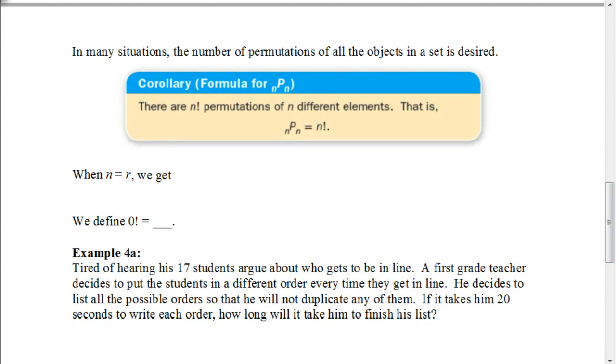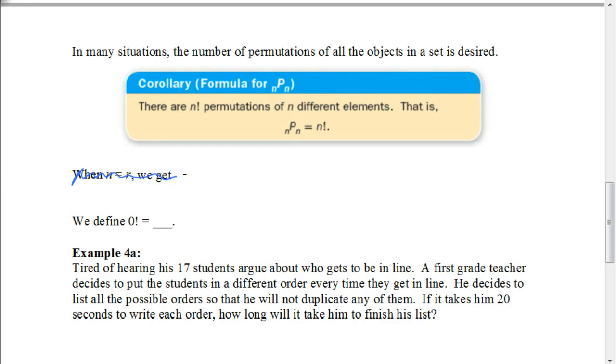In many situations, the number of permutations of all the objects in a set is desired. So when that happens, and we have n permutation n, so we have n items and we're choosing all n items, the total possible ways that we could arrange those n items would be n factorial.